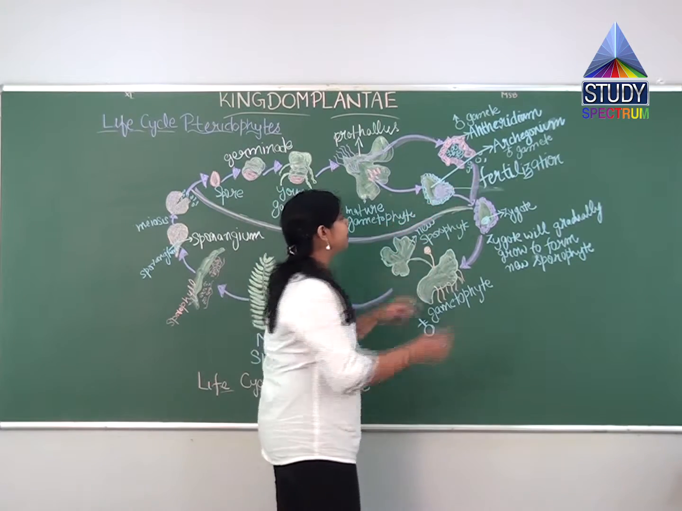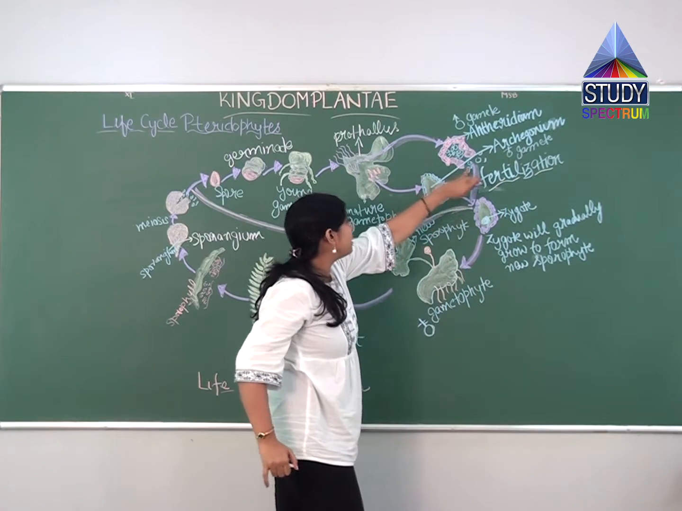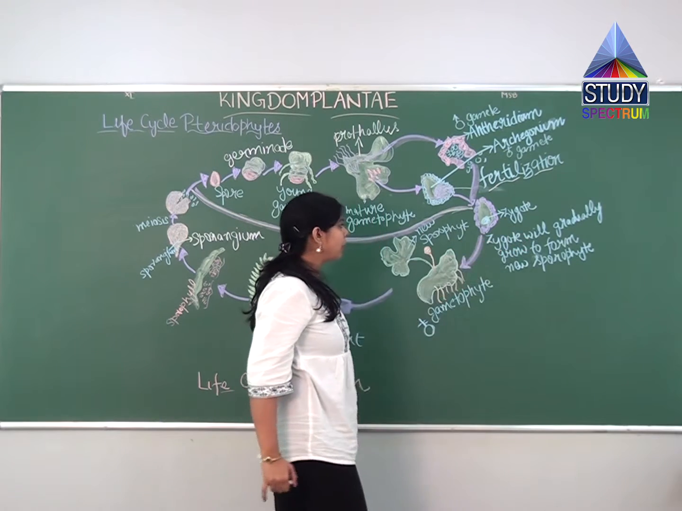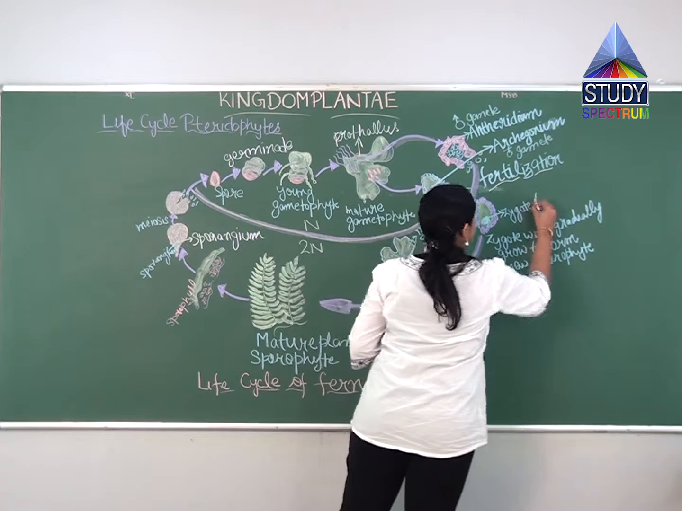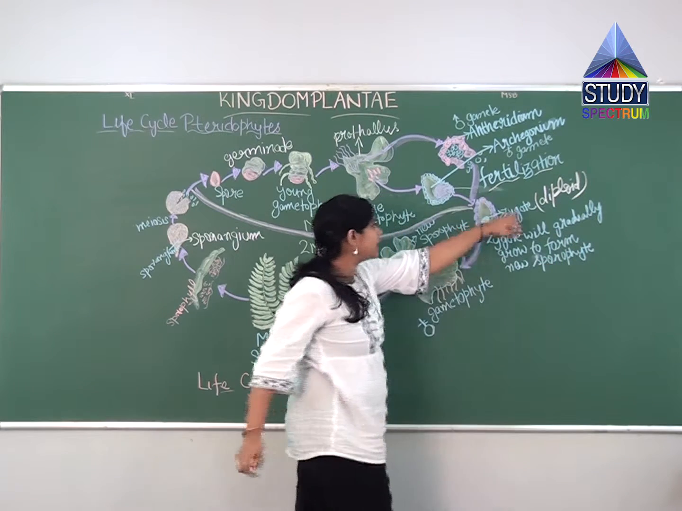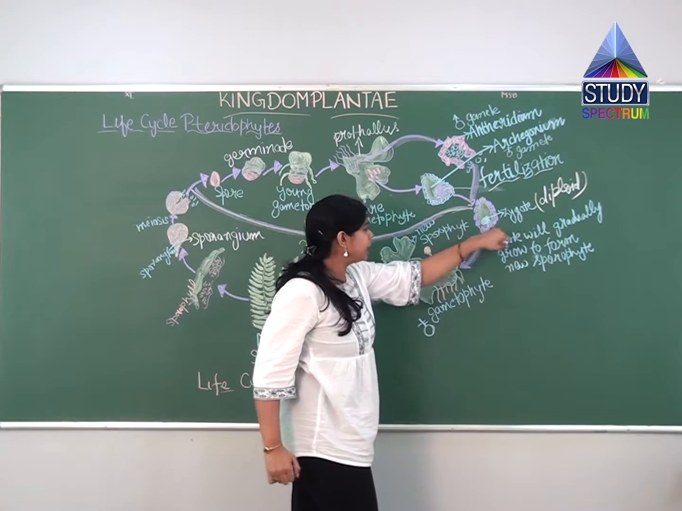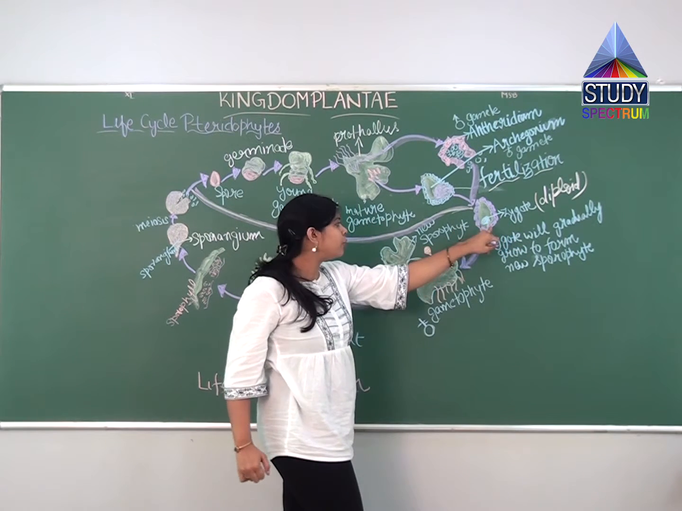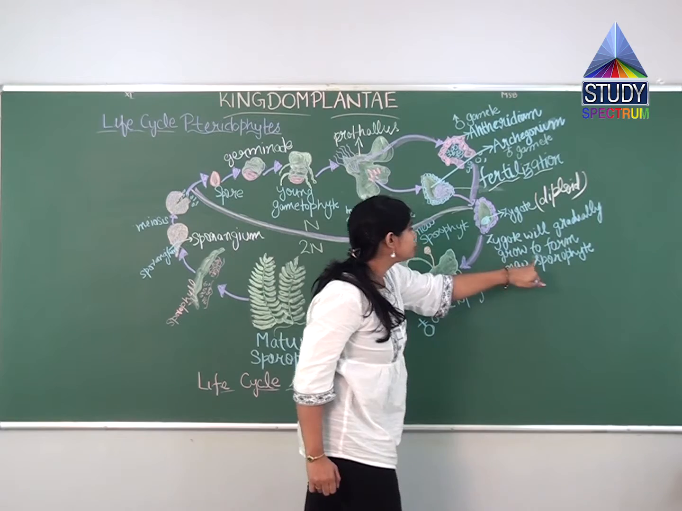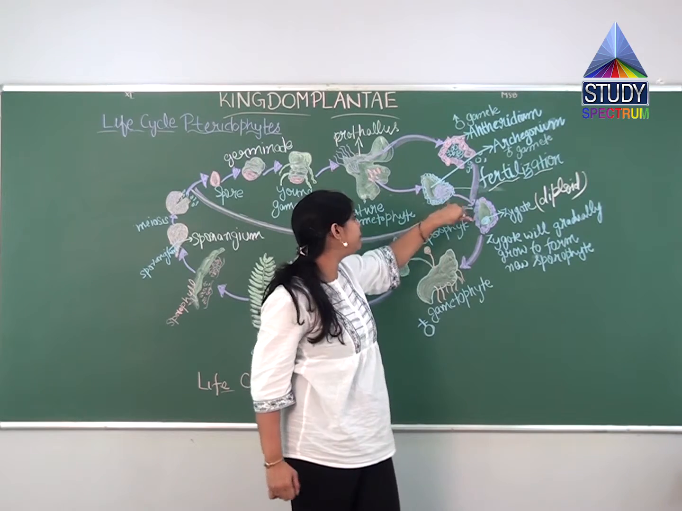Now what would happen here? Fusion will take place, which means fertilization will occur. A male gamete and a female gamete will fuse and form a zygote. The zygote is a diploid stage, because the male and female gametes have fused. This zygote will gradually grow to form a new sporophyte. So students, how does the male gamete reach the female gamete?